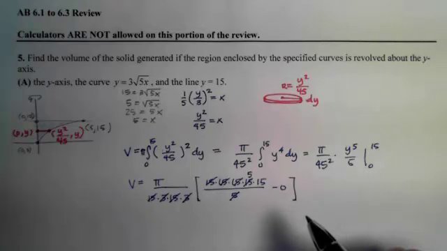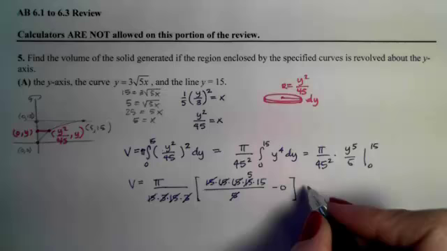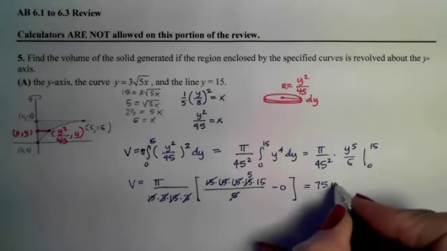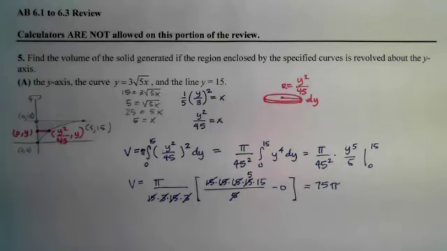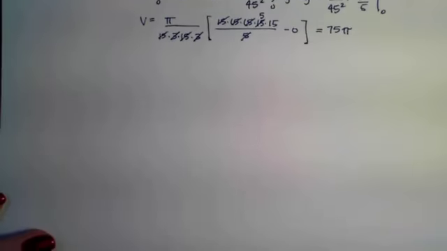So I end up with a 5 times a 15, which gives me a 75 pi. So that was doing it with the washer method. So if I want to do the cylindrical shell method, which hopefully you will see tends to be a little simpler, I'm going to pull this down here, and we'll have the exact same region drawn.